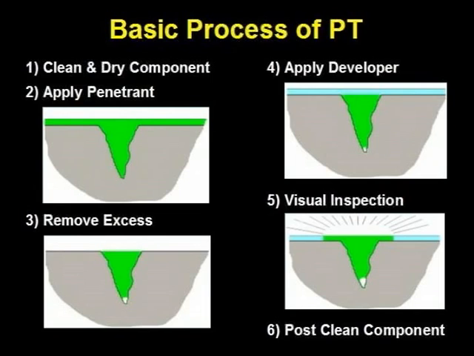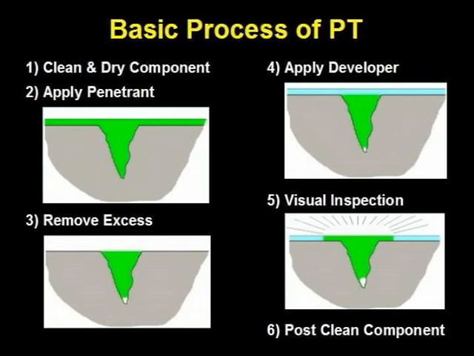This slide illustrates the 6 basic steps in a penetrant testing process. First, the test article must be clean and dry. If the surface is dirty or the surface breaking discontinuities filled with fluid or material, the penetrant will not be drawn into the discontinuity. Next, the penetrant is applied.